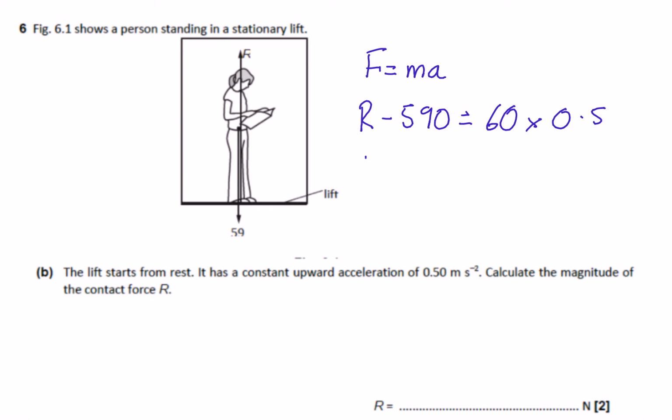So the normal contact force has got to overcome the weight and provide the force for the acceleration, which is the 60 times 0.5. And when we plug that into your calculator, we've got 590 plus 30 equals 620 newtons.